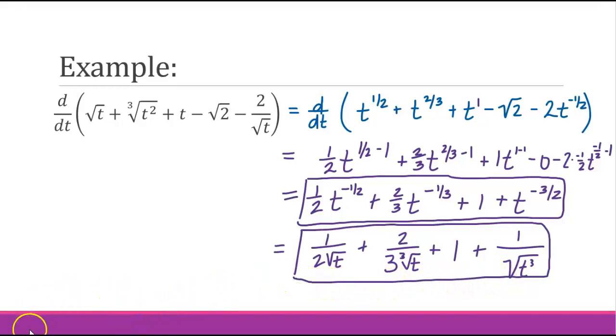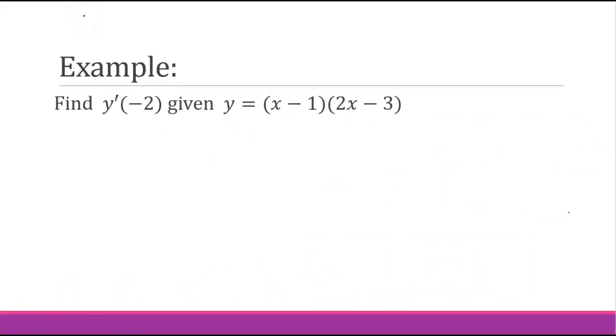In this example, we're asked to find y prime of negative 2, given y is equal to the quantity x minus 1 times the quantity 2x minus 3. So first things first, we have to take the derivative before we substitute in the numerical value. To take the derivative of this function, first we have to turn it into a sum or difference of a bunch of terms. Right now we can't handle this product. We don't have a rule that says we can take the derivative of a product of each term separately. So in order to apply the power rule, we have to distribute here.